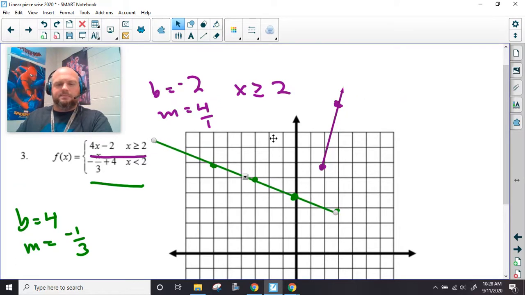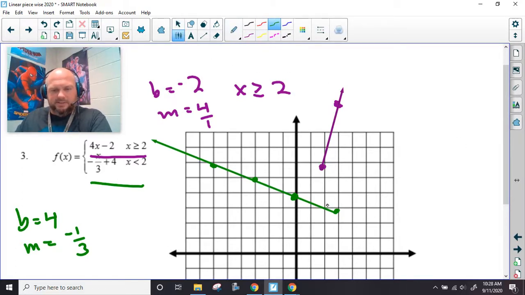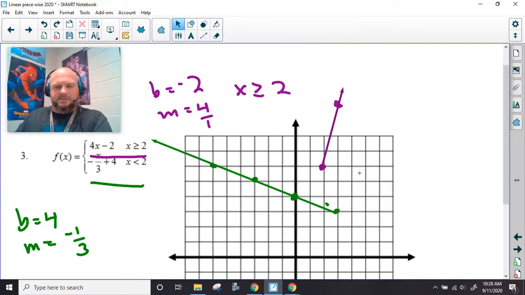That's what I would do. All right, so we need to think about it. Where is our point of discontinuity? Well, it's this 2 right here. Okay, and something's amiss. Yeah, so this would have an open circle right here.